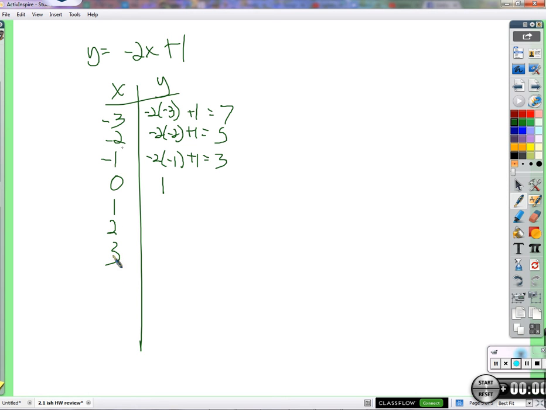So there's a pattern, like the pattern in the x's. What's the pattern in the x's that we're seeing? It's skipping every other. It's every 1, right? We're moving up by 1. We're adding 1 to the x each time.